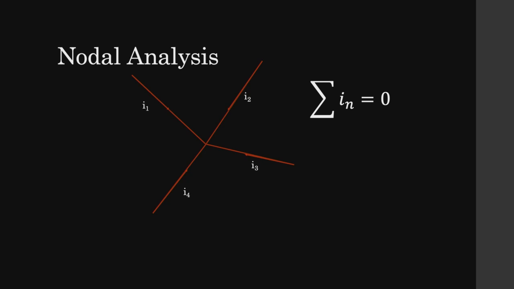And then from that current, if you have a resistor, or capacitor, or something like that, you can infer the voltages on the different sides of your connection. So that's basically nodal analysis, as far as I understand.